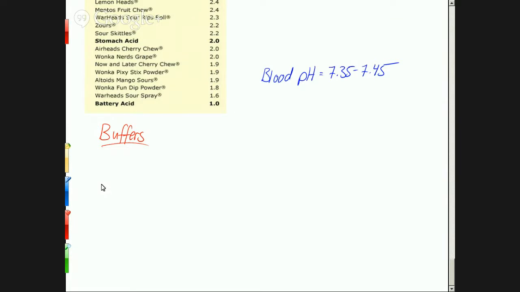You can have acidosis or alkalosis, which is when your blood can be more or less acidic and can cause problems. So your blood does something called buffering, and a buffer is a solution that can control pH in a particular way, and it looks like this.